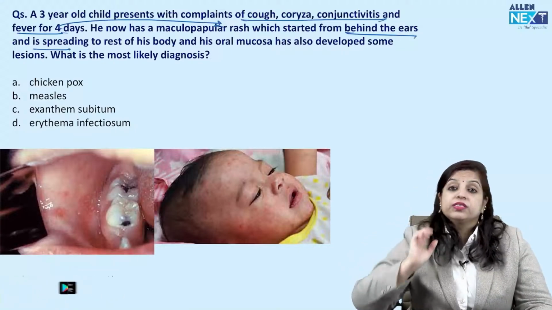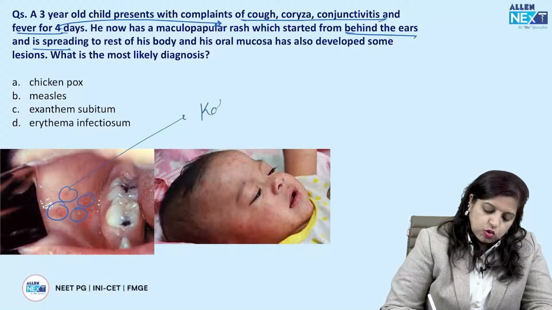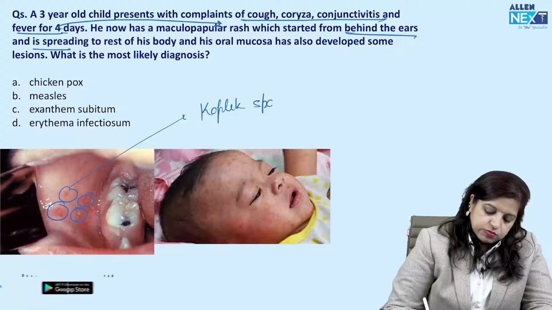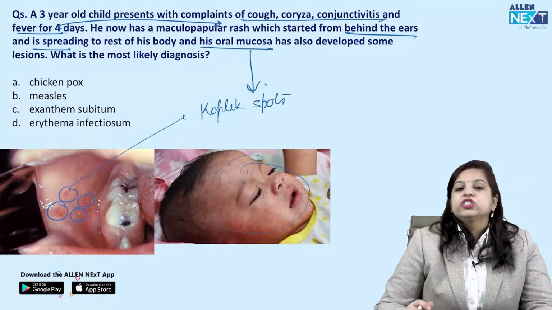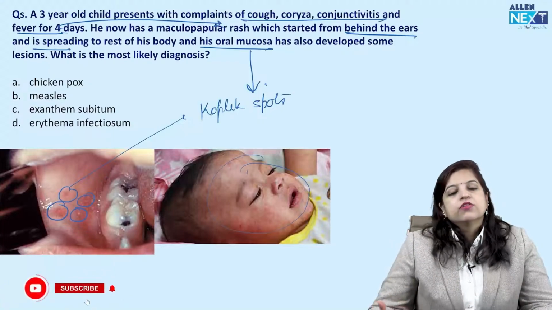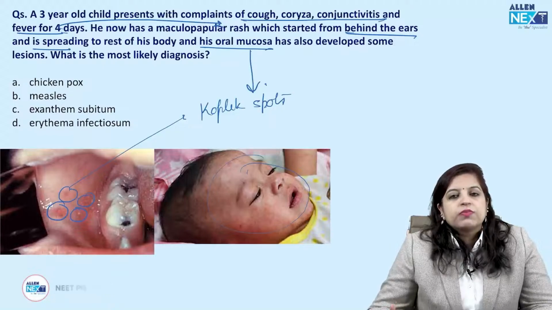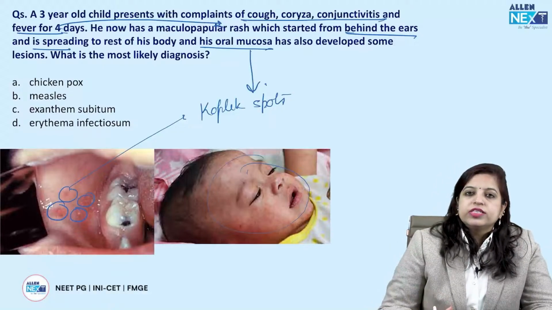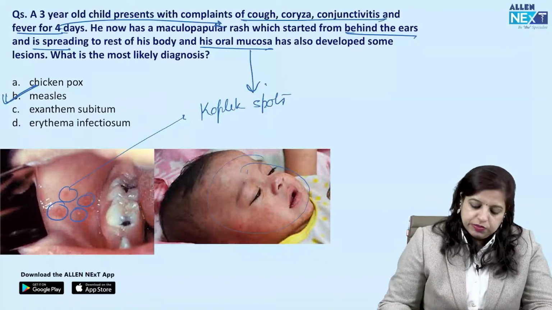This is nothing but measles. And what is shown over here? Anybody can tell me what these are? These are nothing but Koplik spots, right? So Koplik spots are visible on the oral mucosa, right? And this is a maculopapular rash starting from behind the ears, from the hairline, from the upper part of the neck, and then coming onto the face and then spreading to the rest of the body. So our diagnosis straight away becomes measles, right?